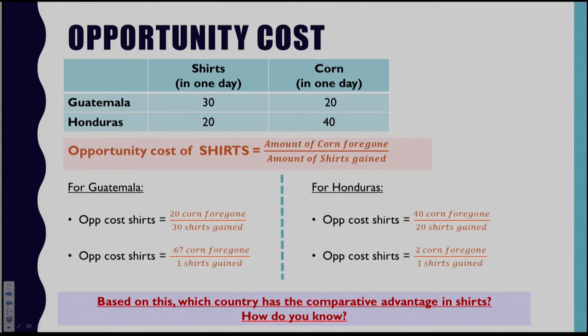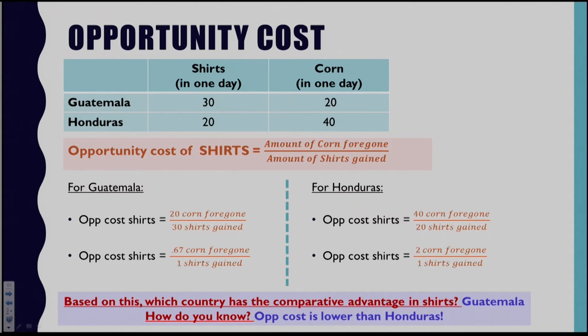All right, if you need another moment, go ahead and hit pause on your video. So based on this information, hopefully you determined that Guatemala has the comparative advantage in shirts. How do we know this? Because they have the lower opportunity cost. Their opportunity cost, in fact, is far lower than Honduras. Again, Guatemala only gives up 0.67 corn to produce a shirt. Honduras would give up 2 corn to produce that same shirt. So we have to ask, do we want to give up more corn or do we want to give up less corn? Well, clearly we want to give up less corn.